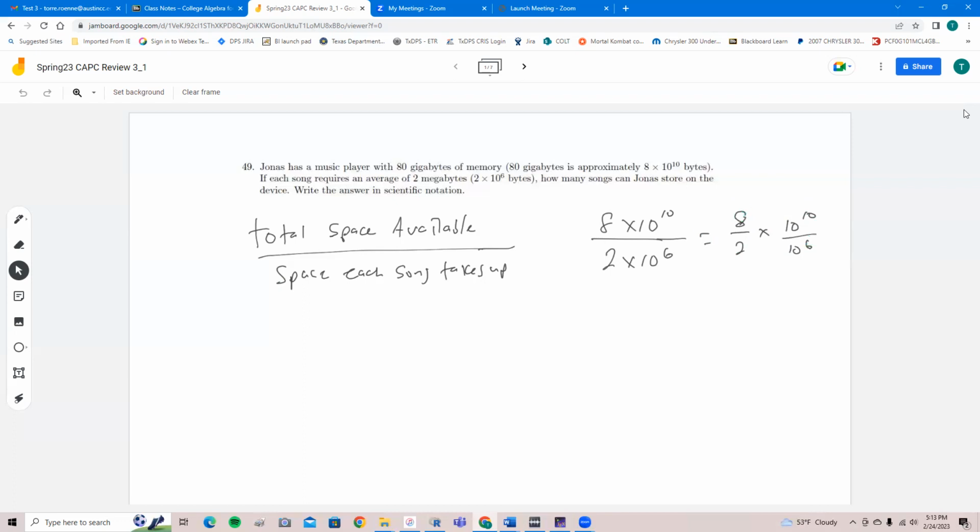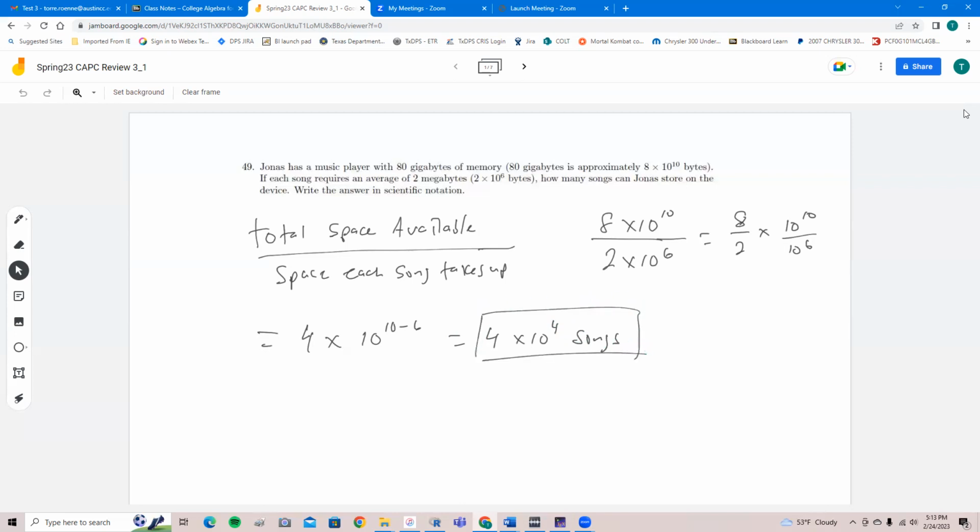Okay, 8 divided by 2 is 4 times, and then 10 to the 10th divided by 10 to the 6th is just 10 to the 10 minus 6, the difference of the exponents. Okay, 10 minus 6 is 4, so the answer is 4 times 10 to the 4th songs. This is our answer, because it says this needs to be in scientific notation. So there you go, 4 times 10 to the 4th songs.